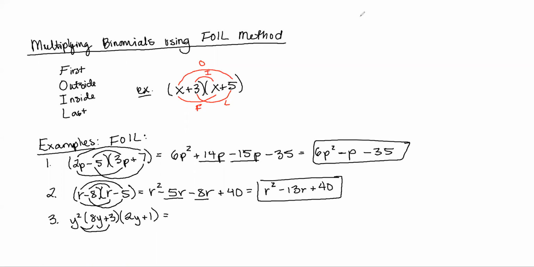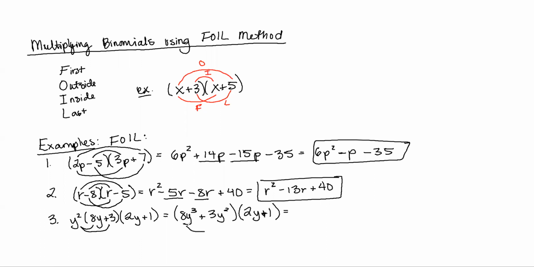So let's go ahead and distribute that. y squared times 8y is 8y cubed. y squared times 3 is positive 3y squared. We want to take this and multiply it by this polynomial here. Make sure it stays in parentheses, and then we're going to multiply it by 2y plus 1. Now we can go ahead and FOIL.